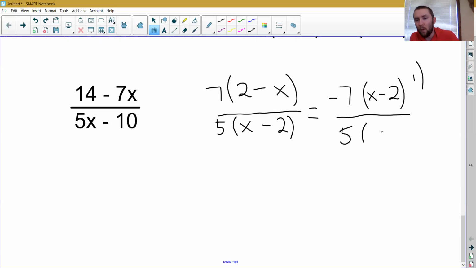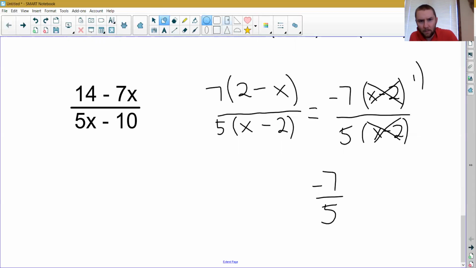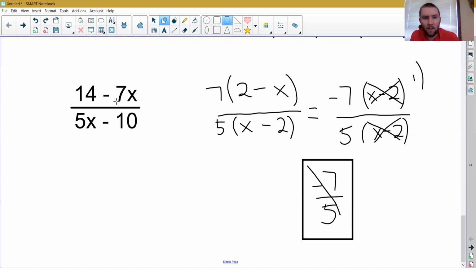Why is that helpful? Well, it's helpful because now I have a set of parentheses in the numerator and denominator that are the same, right? That I can cancel. So I cancel out x minus 2 with x minus 2, and I am left with simply negative 7 over 5. So this whole expression here is really equal to negative 7 over 5. Okay, negative 7 over 5 is the simplified version of this rational expression, okay?